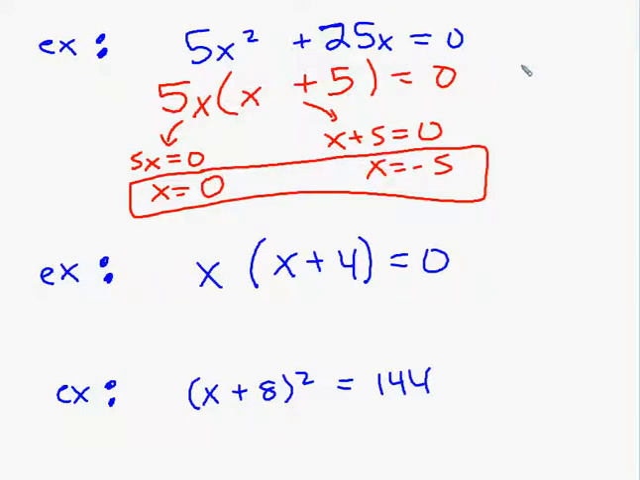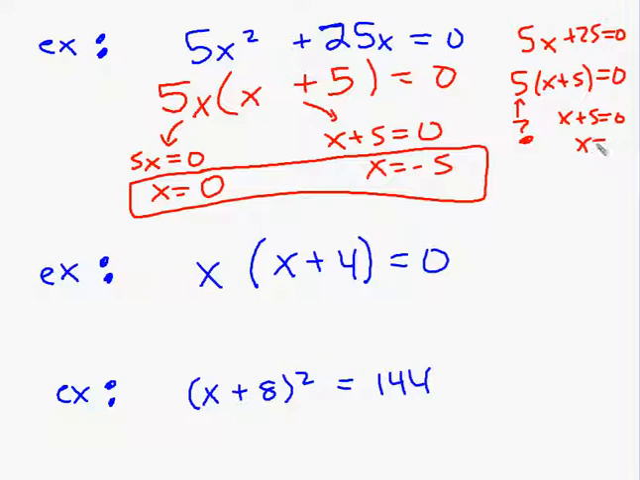Now, I want you to pay attention to this. What if I had 5x plus 25 equals 0? It was close. What could I factor out? 5. Would I have x plus 5? Now notice, does this one have an x on it? No. So that one doesn't matter. It has to have an x, or your variable. So it would be just x plus 5 equals 0 and x equals negative 5. So only the parts that involve an x or our variable are going to matter, the rest will not.